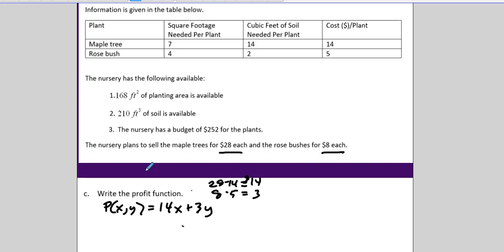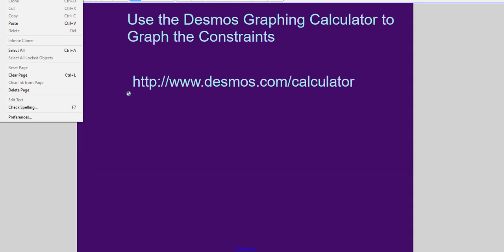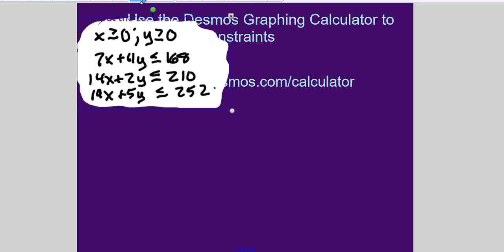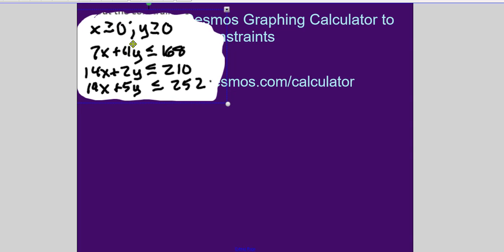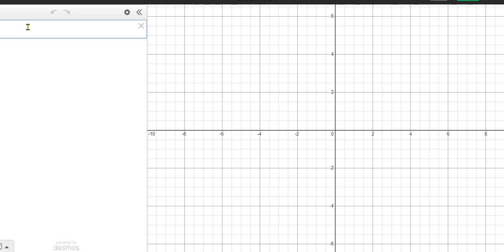Alright, so now we have all the information we need to answer the question. We're going to graph it now using Desmos. First of all, I'm going to paste this information here because I can't remember it. So I'm now going to open the calculator. Okay, so I'm going to put in my first two constraints. I really don't need to put these in, but I'm going to.